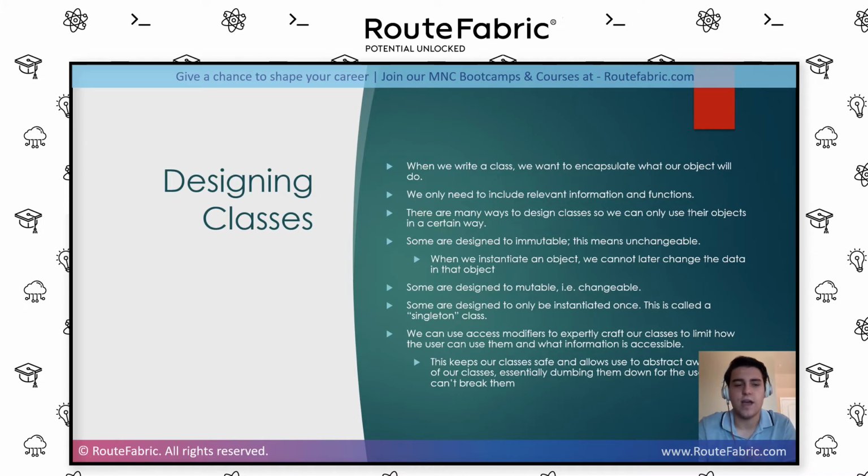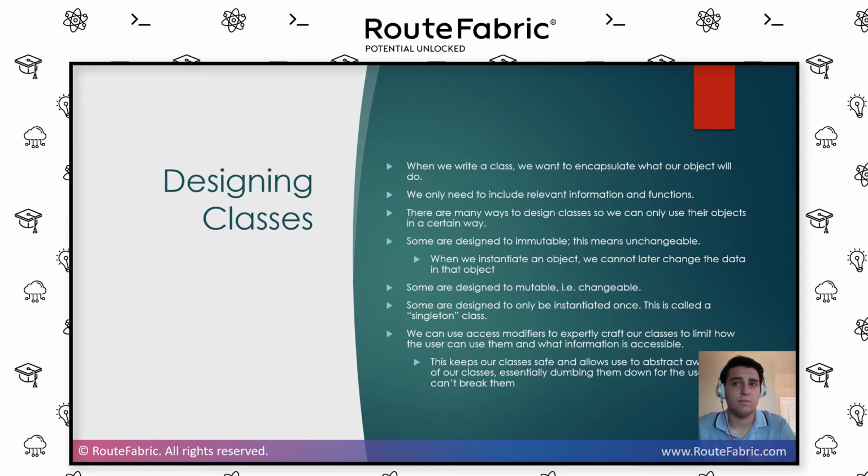But then let's say we have something like a washing machine object. Maybe we'd want to design that as mutable because we can change the state of a washing machine. We can change the washing machine to be in use, or we can change it to be free, or we can change the washing machine to be broken. So maybe we'd want to design that as mutable.